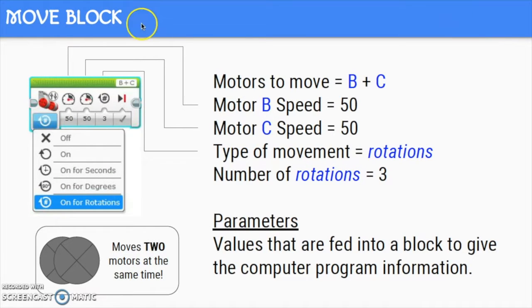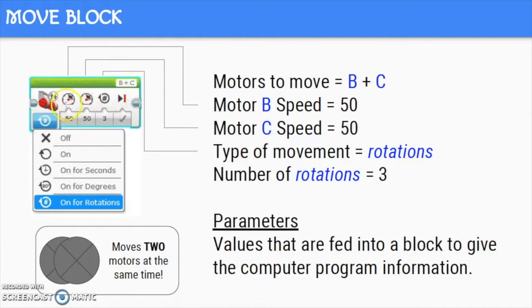Okay, going into each block individually, this one is the move block, and this one is a 2-motor tank, so it moves 2 motors at the same time. For starters, we're going to use the on for rotations option. And here in the right hand, you see B plus C, and those are the ports that you're connected to. So make sure the ports that are there are the same ports connected to the ones on your robot.